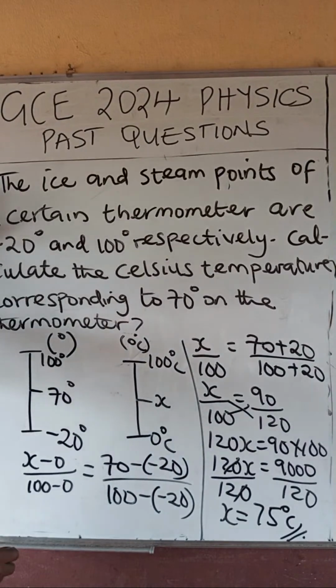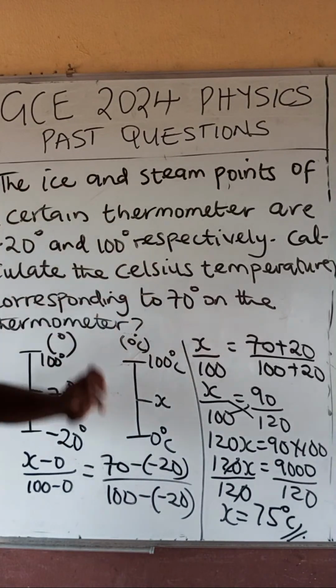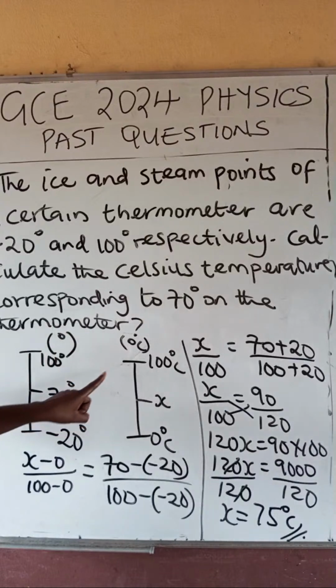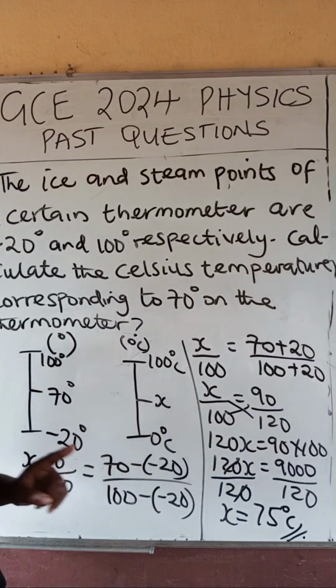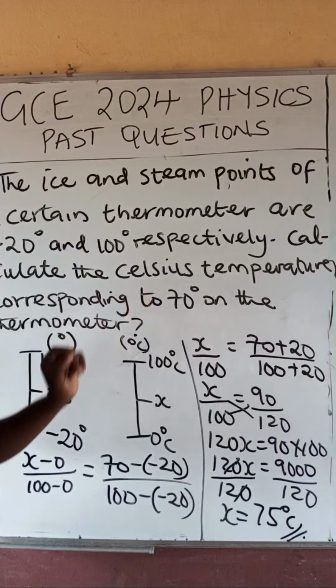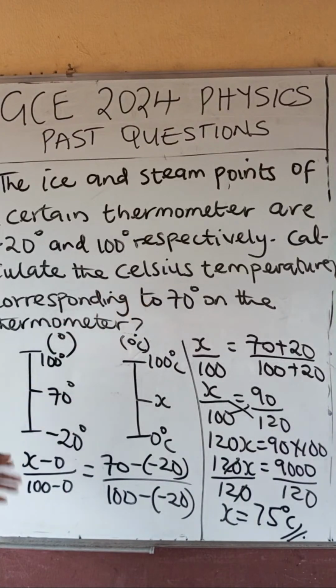Let me explain. The ice and the steam point on this thermometer is given as minus 20 degrees and 100 degrees respectively. We are comparing this scale with the Celsius scale. That's what I just did. The upper fixed point, which is the steam point, is given as 100, and the lower fixed point is given as minus 20. Okay? Now, what do we have? We stated what we have. Then on the degree Celsius scale, we have the upper fixed point to be 100. The lower fixed point is what? 0 degrees Celsius. Now we are comparing the Celsius temperature. When this particular one is reading 70 degrees, what do we have? We're going to call it X.